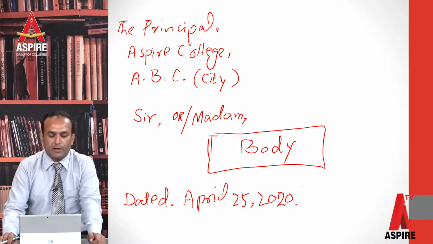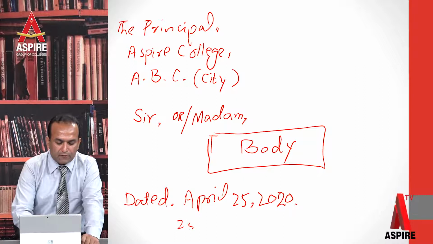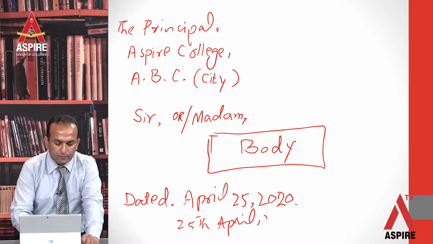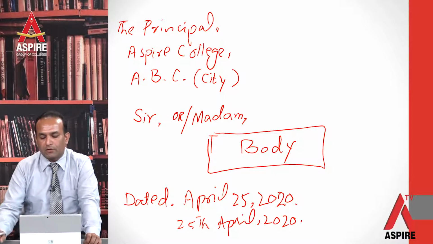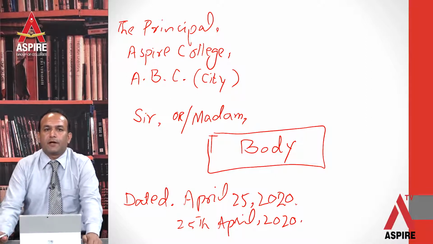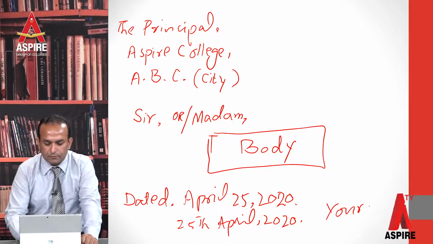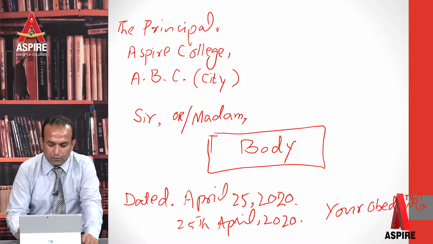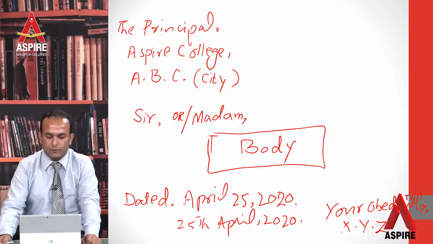There are 2 ways of writing date, and you can write it like 25th April 2020, and then full stop. After writing the date line, on the right margin you have to write the description like yours obediently, and then comma and variables x, y, z, and these variables are followed by full stop.